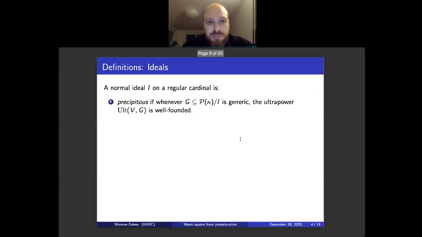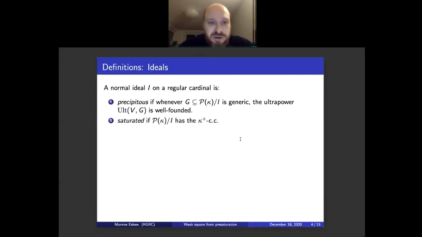Right, so I want to prove this. Let's introduce some definitions, mostly very well known. A normal ideal on a regular cardinal is called precipitous if whenever you force with the Boolean algebra power set of kappa mod this ideal and take a generic ultrafilter, then you can form the ultrapower of the ground model. Precipitousness means that this is a well-founded model.